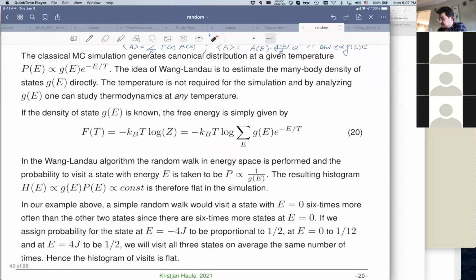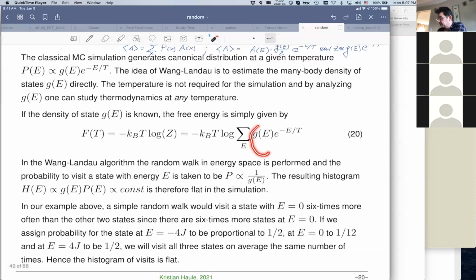My point is that once we have the many-body density of states, G of E, we can calculate free energy or entropy or any thermodynamic quantity simply from G of E for any temperature. Now, of course, the trouble is that we need to calculate the density of states where the number of all possible states is exponentially large, of the order of 2 to the power of n.